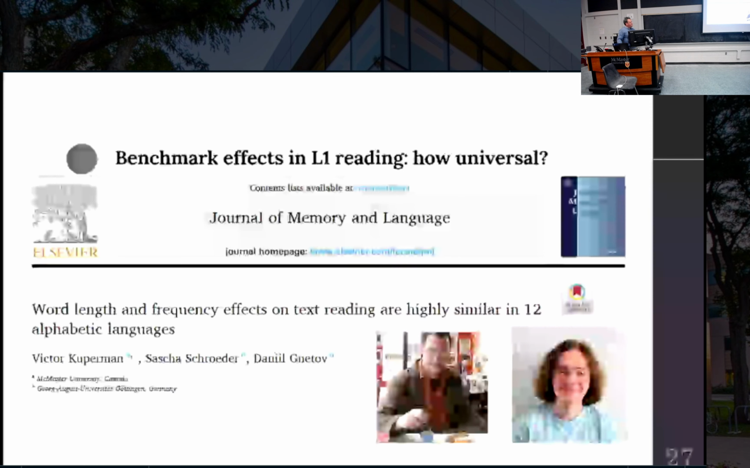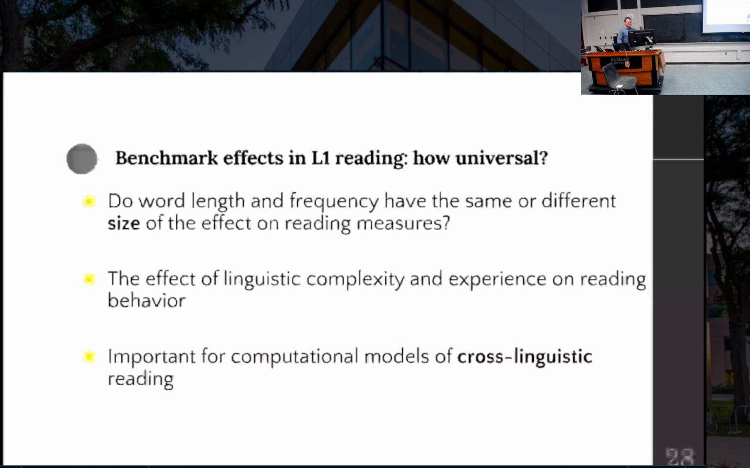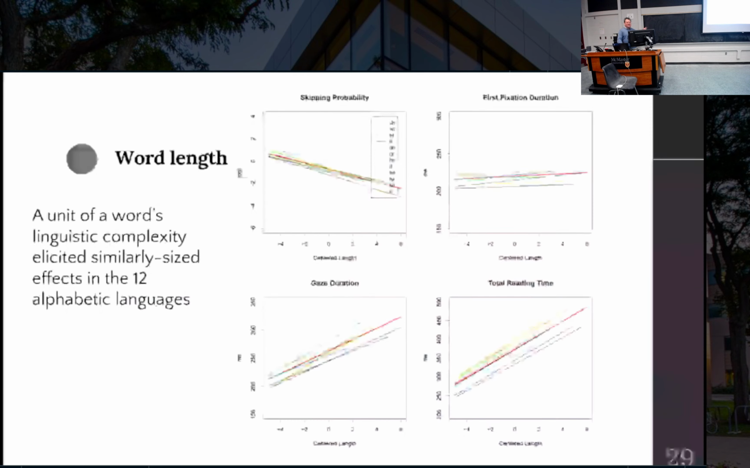We had to exclude Korean because of how different it is from all the others. But the question here was very simple: if we estimate word length and word frequency effects for all these languages in statistically similar ways using comparable materials, will they have a similar or different effect size? Again, word length and word frequency are the core of any computational model of reading, so knowing that will be important for future cross-linguistic computational models.